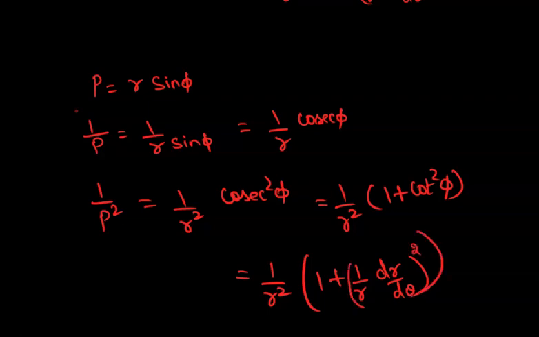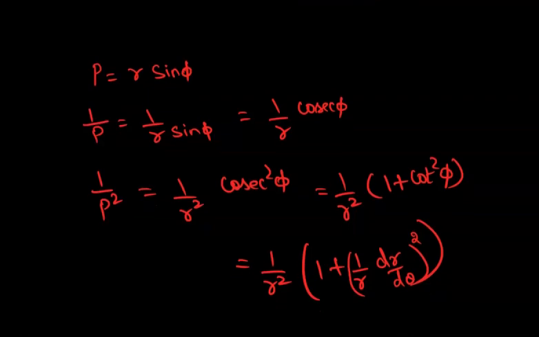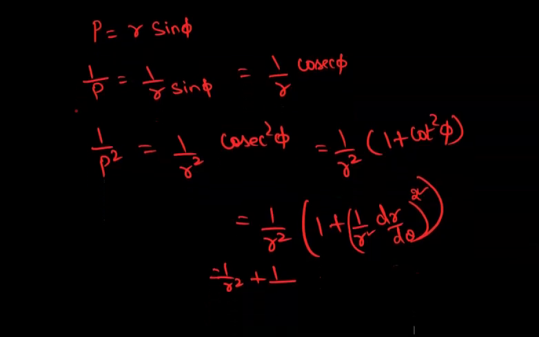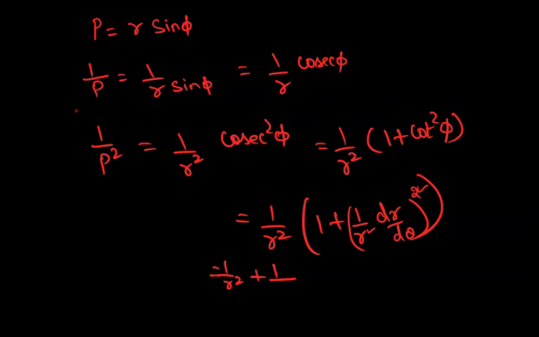If I just multiply this 1 by r square inside, what I will get? 1 by r square plus, for the second term, the square gives r square and one more r square is there from outside, so what I will get? 1 by r power 4. And what is the second term? dr by d theta the whole square. So what is it? 1 by p square. So they may ask you to prove this, the length of perpendicular from the pole to the tangent.